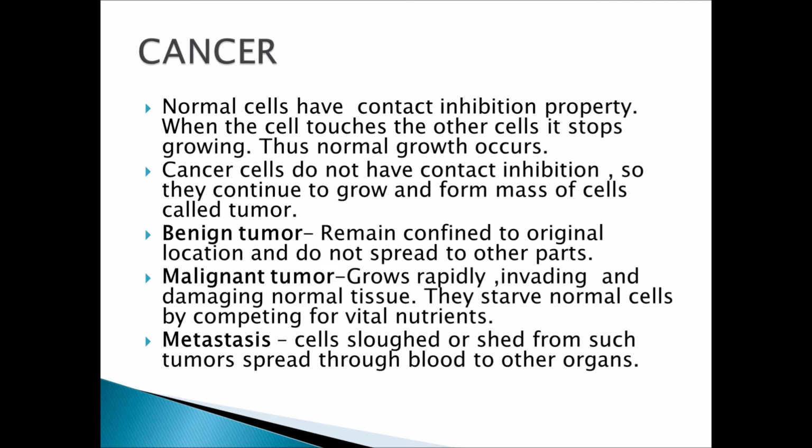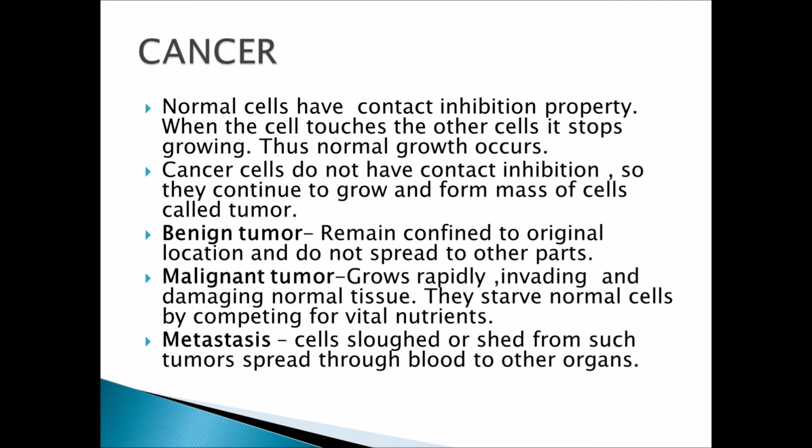The next disease is cancer. In this, the normal cells have contact inhibition property. When the cells touch each other, it stops growing. Thus the normal growth occurs. But in cancer cells, they do not have contact inhibition property. So they continue to grow and form mass of cells, which is called as tumor. So this is the main difference.